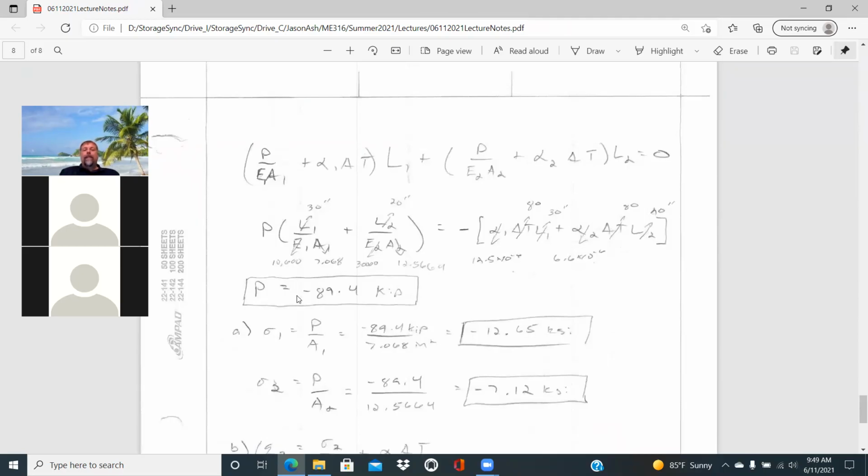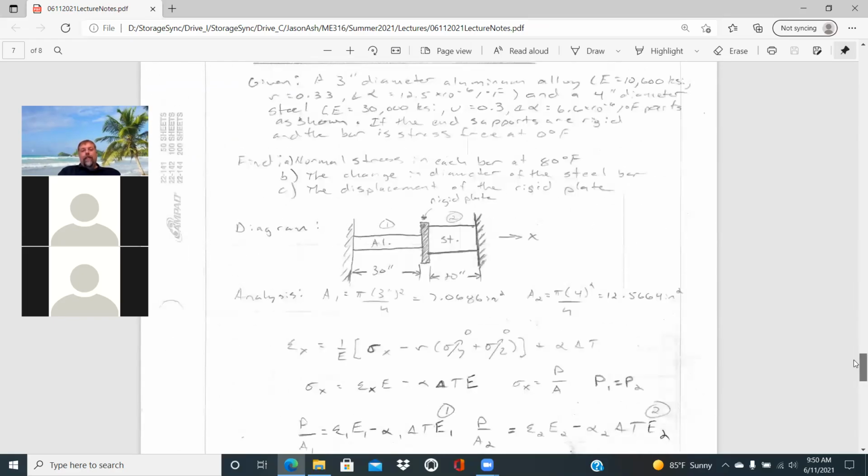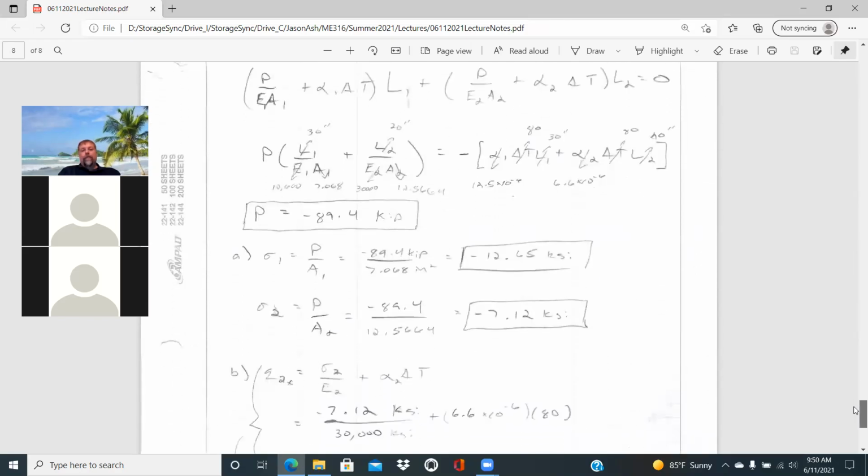But then doing that, you just find that P is equal to minus 89.4 kip. And so that's the compressive force that is present in each one of those materials. And we can then solve the stress in each material, just the force divided by the cross-sectional area that we solved earlier. And so sigma 1 of the aluminum is minus 12.65 ksi, and sigma 2 of the steel is minus 7.12 ksi.